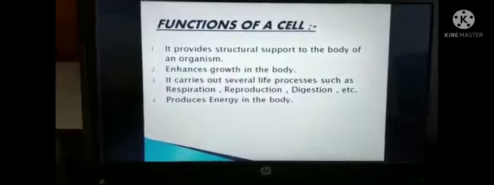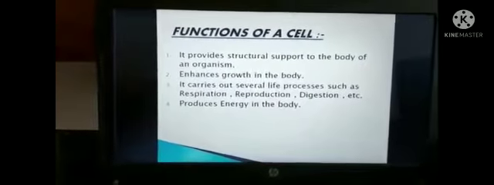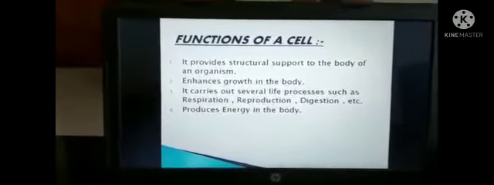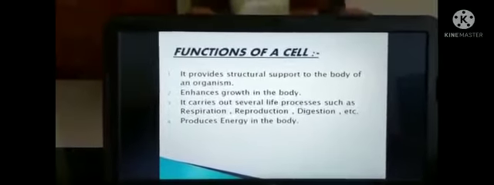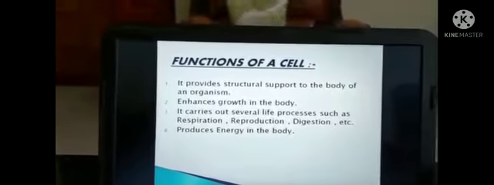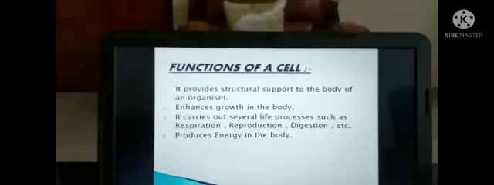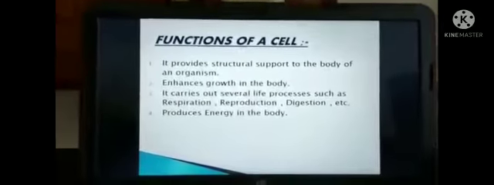Functions of a cell. So it provides structural support to the body of an organism. It enhances growth in the body. It carries out several life processes such as respiration, reproduction, digestion, etc. And it produces energy in the body.